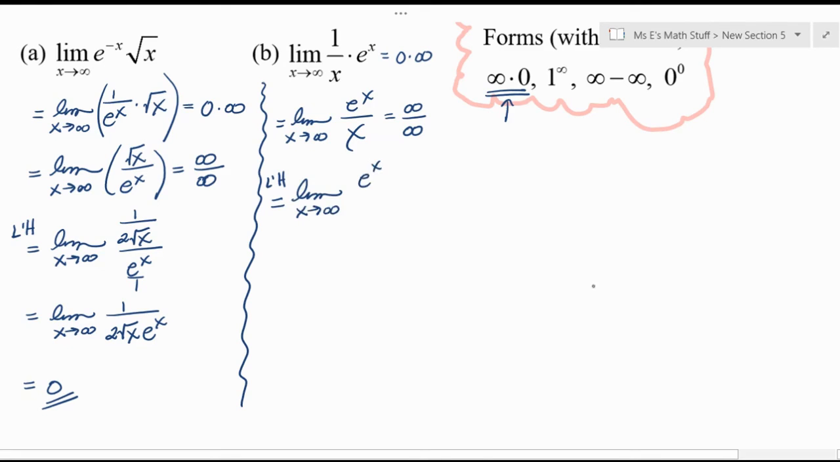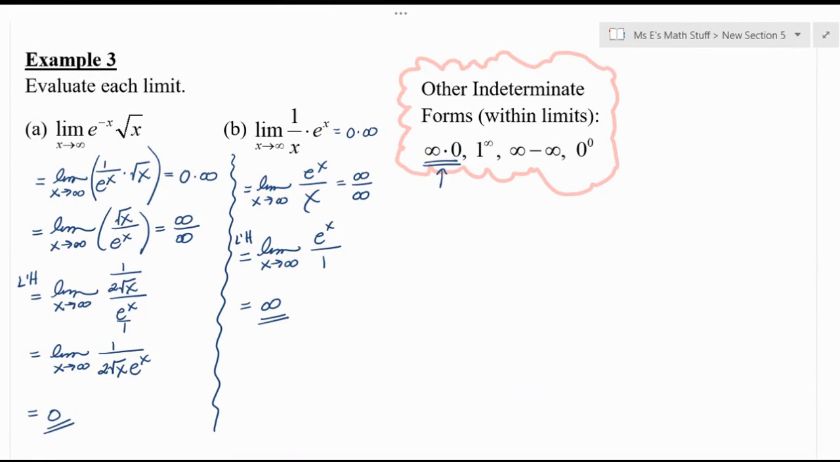Derivative of e to the x is e to the x, and the derivative of x is 1. Let x approach infinity, and you end up with infinity over 1, which is infinity. There you go. All right, my friends, hopefully that makes sense. We have one more example.